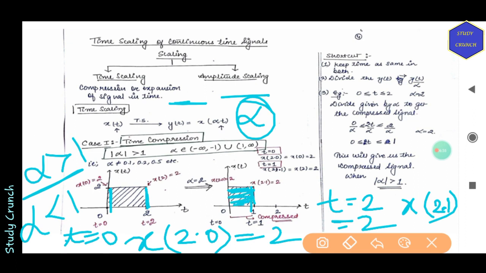In short, what we can do is we can just write the range, that is 0 by alpha to t by alpha and 2 by alpha. So from here we'll be getting the value of the compressed signal. So just remember, when you have a compressed signal, alpha will always be greater than 1.